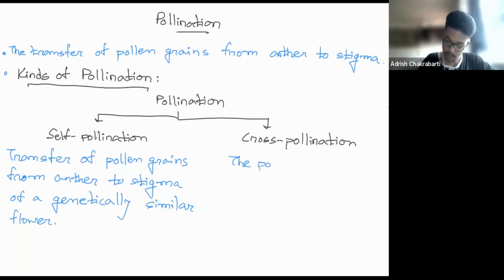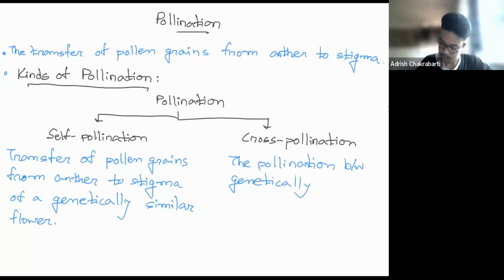Like in terms of a detailed definition, you can write the transfer of pollen grains from anther to stigma. I'm just writing it in short. It is pollination between genetically different flowers. Okay, so now what does this mean?